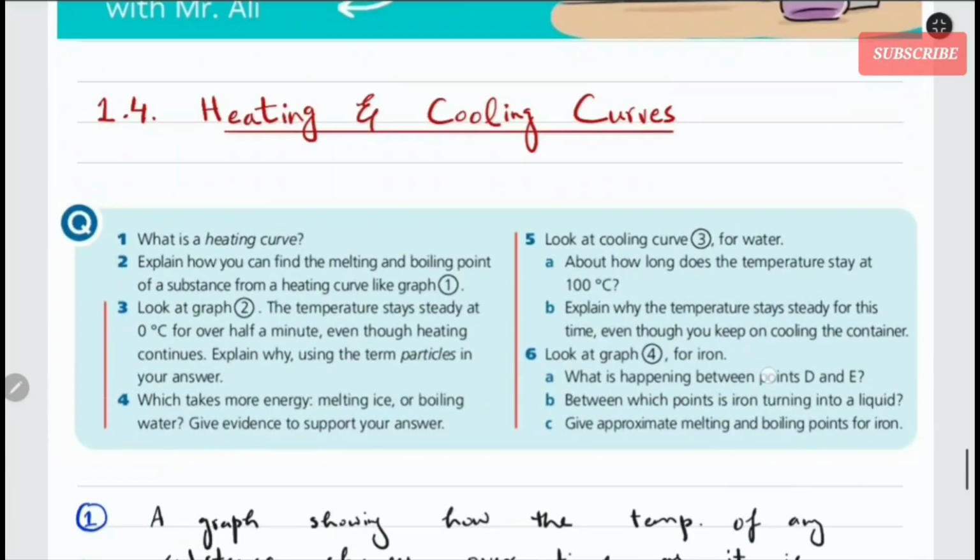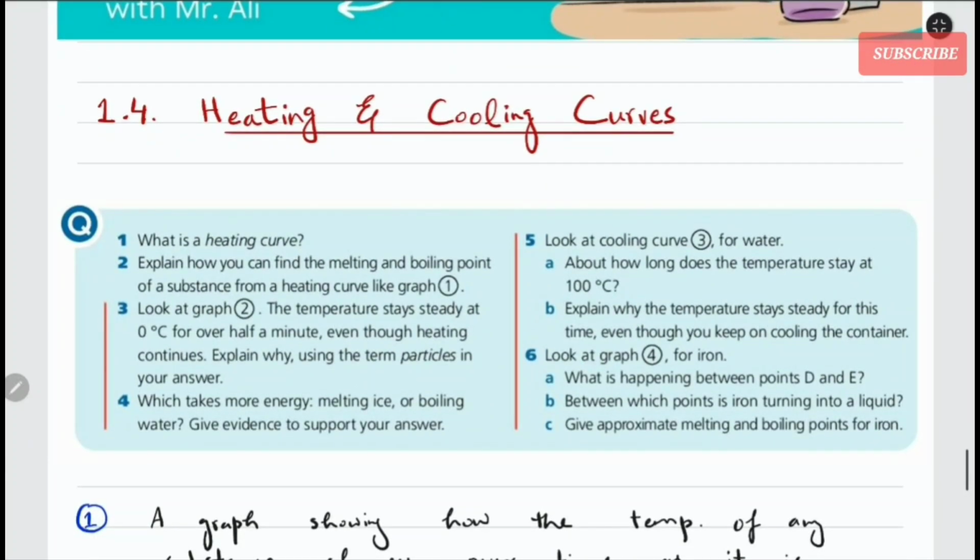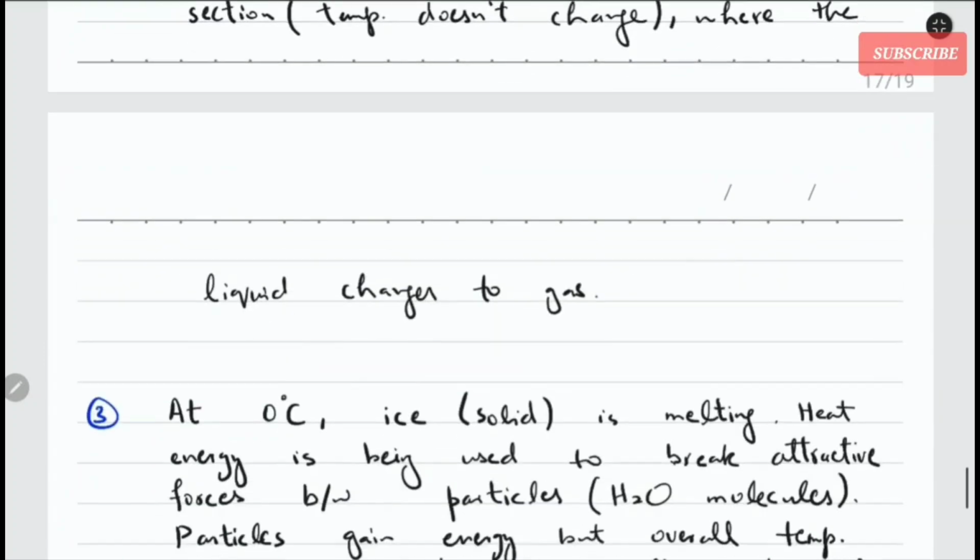Let's go to the next question. If you still have any confusion, please let me know. Which takes more energy, melting ice or boiling water? Oh, that's nice. So give evidence to support your answer. All right, let's talk about this. Question number 4.